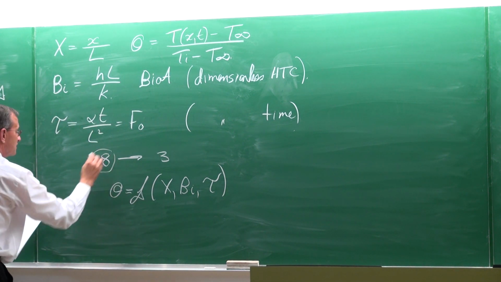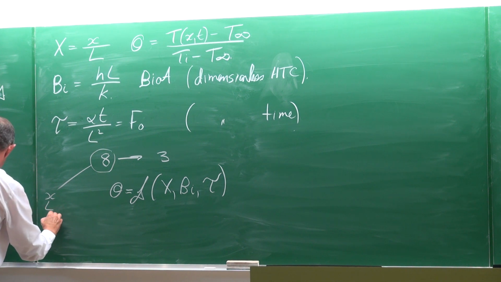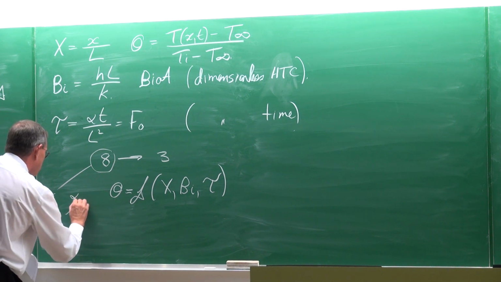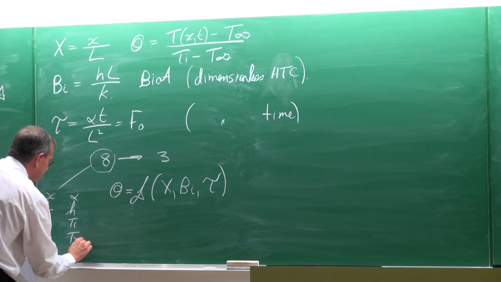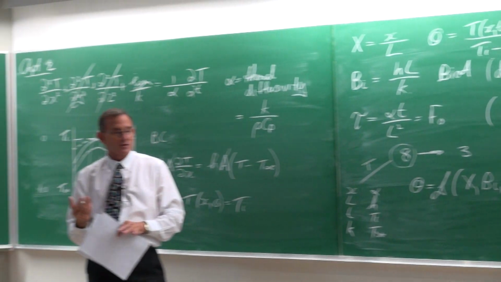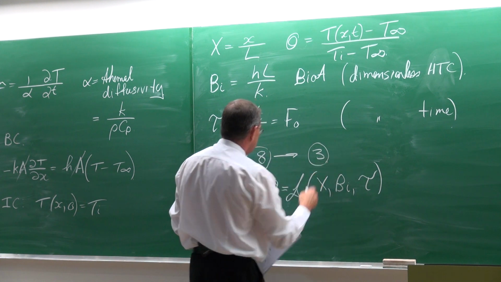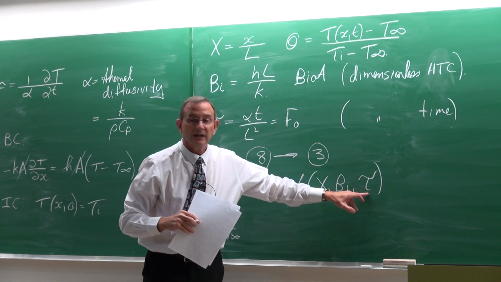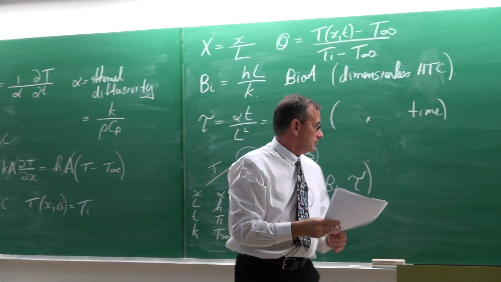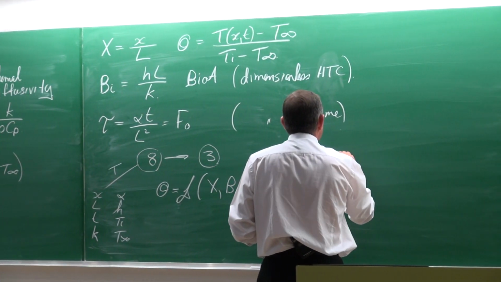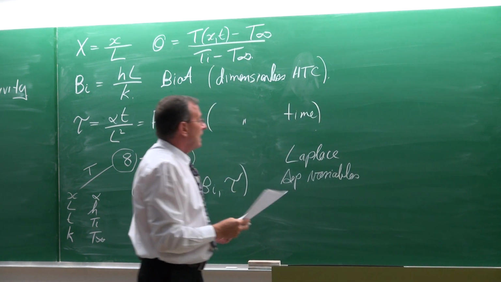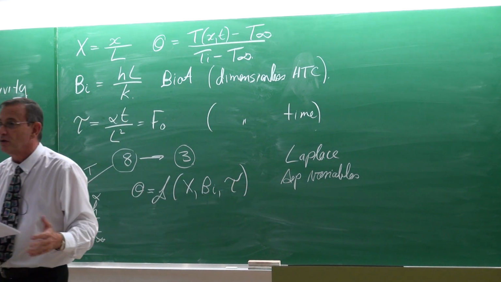And these 8 variables that we had previously were x, L, time, k, alpha, h, Ti, and T infinite. The temperature is dependent on all 8 of those variables. By non-dimensionalizing it, the temperature is now a function of x, Biot, and tau, only 3 variables. And this equation can be solved by using the Laplace equation, or the separation of variables. In this paragraph, this last method is used, the separation of variables.